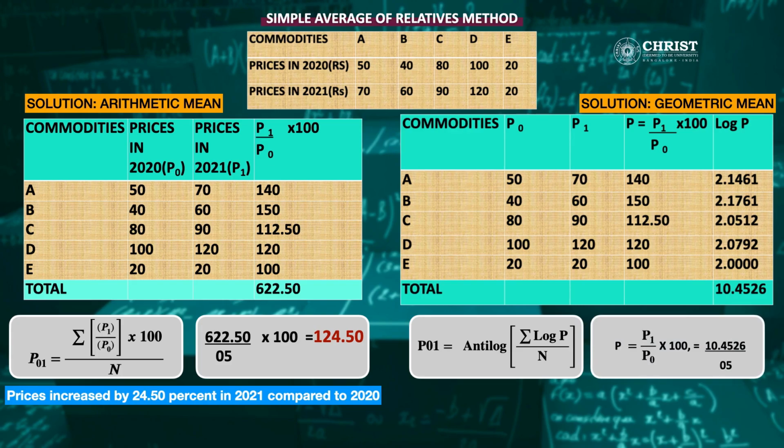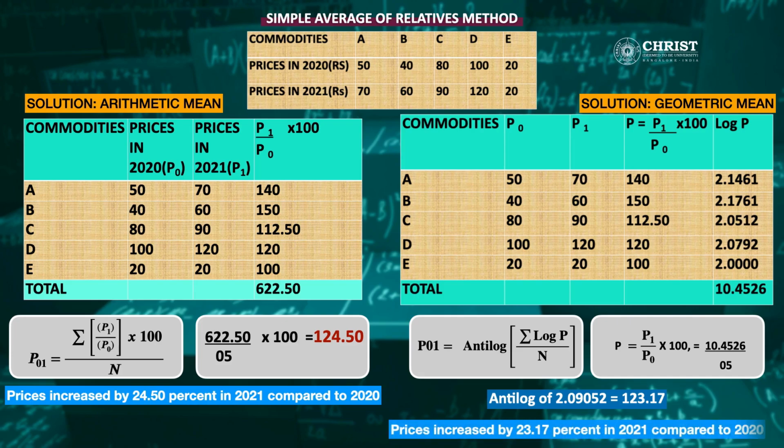Then we take the log values. The total of log P is 10.4526, divided by 5. That is equal to anti-log of 2.09052. So we are getting the index value as 123.17. Now we have to write the interpretation, that is, prices increased by 23.17% in 2021 compared to that of 2020.